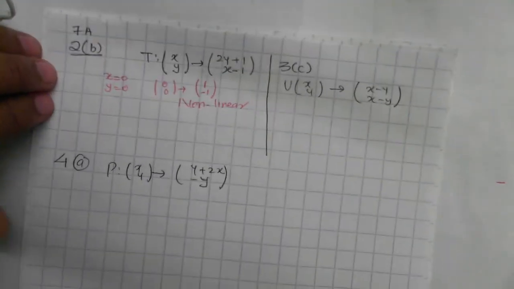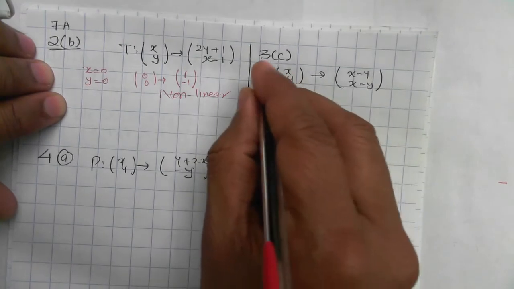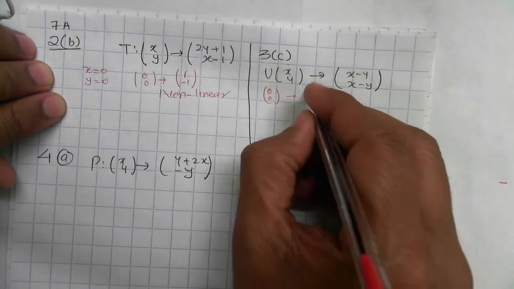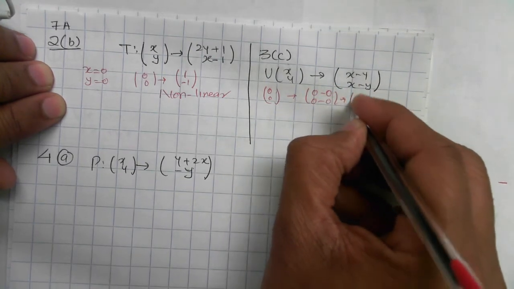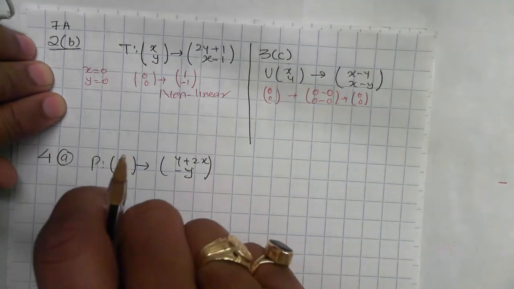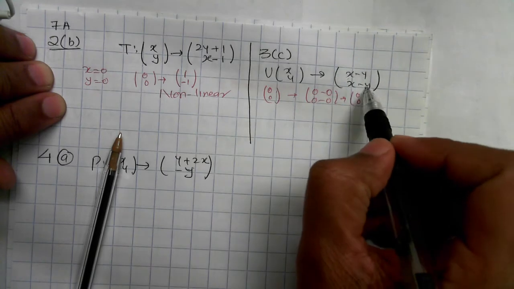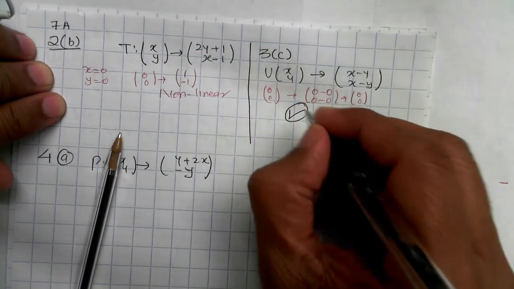Okay, then let's check this one here, people. If I put 0, 0 in here, this is question number 3c, I get x is 0, y is 0, so I get 0, 0. So this can be a linear transformation, and we can see that there are no powers of the letters involved. So yes, this is a linear transformation.